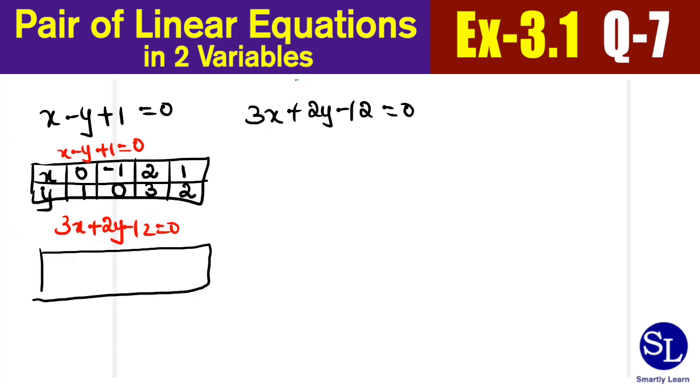So let's mark the boxes. Let's assume x is equal to 0. So 3 into 0 is 0. 0 plus 2y minus 12 is equal to 0. So 2y is equal to 12, which means y is equal to 6. Now let us assume the value of y is equal to 0. So this means 3x minus 12 is equal to 0. So x is equal to 4.